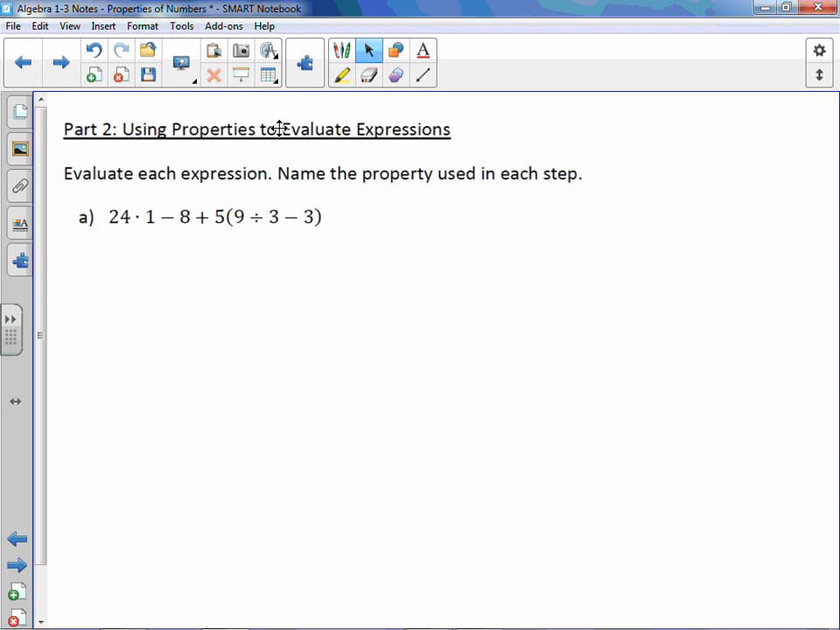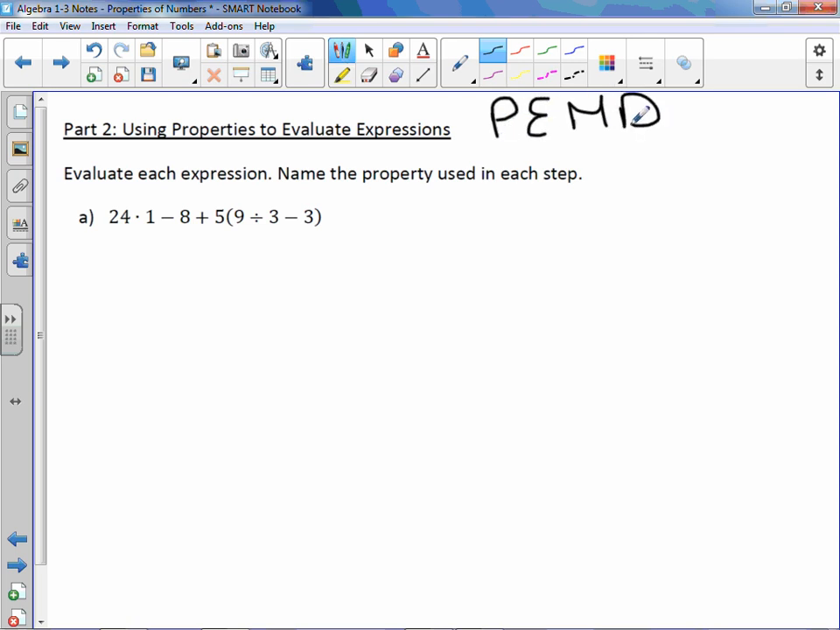Evaluate each expression. Name the property used in each step. So we're going to use our order of operations and evaluate the expression. However, we are going to name the properties as we go. So remember, our order of operations is PEMDAS, P-E-M-D-A-S.